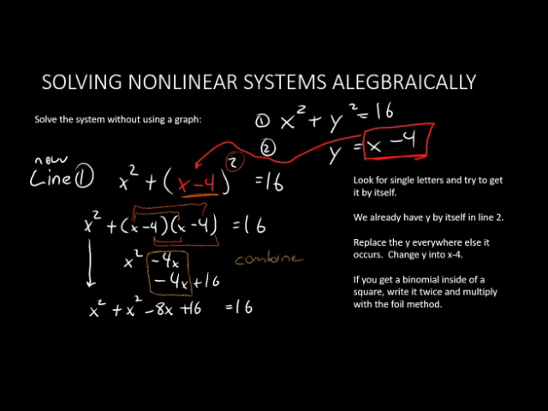We can also combine the x squareds to give us 2x squared. We'll bring down all of the other terms, and this will give us 2x squared minus 8x plus 16 equals 16. Now that we have this second power equation, we'll try to simplify and solve it.